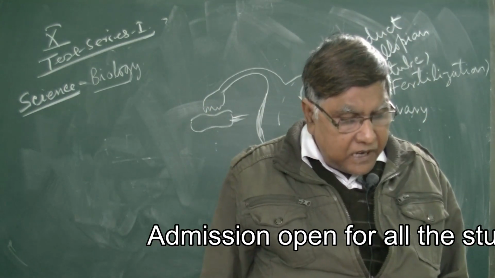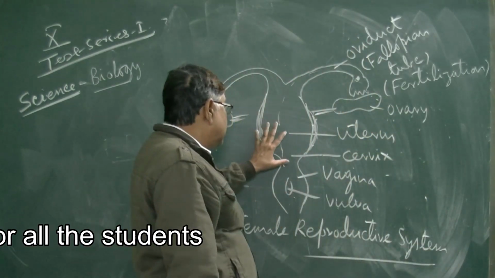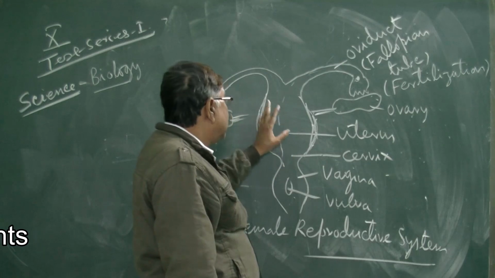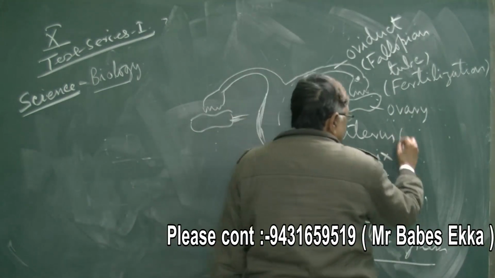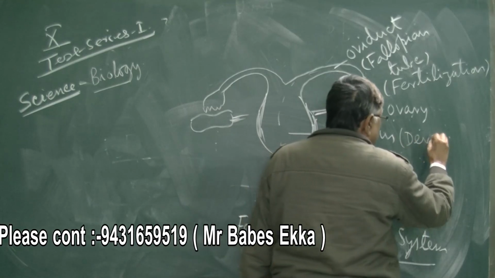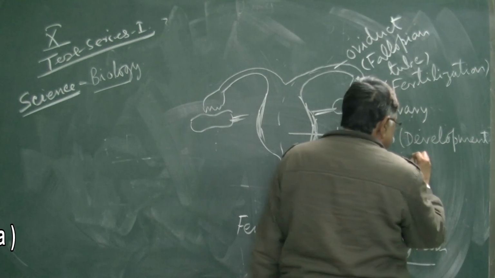35(3), write any one function of uterus. Uterus is the hollow pear-shaped structure formed by the union of two oviducts, and the main function of the uterus is the development of embryo throughout the gestation period.